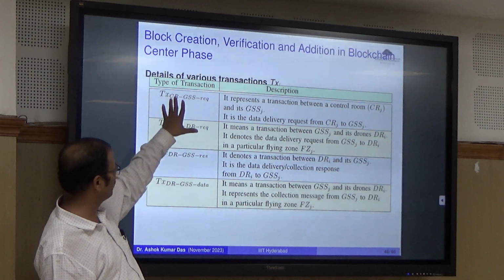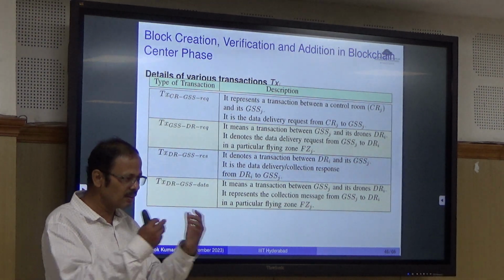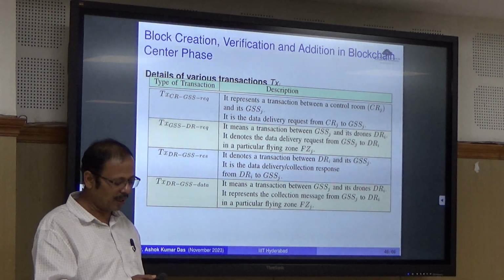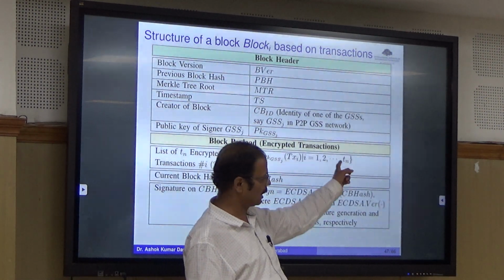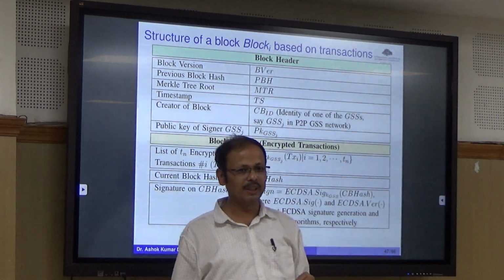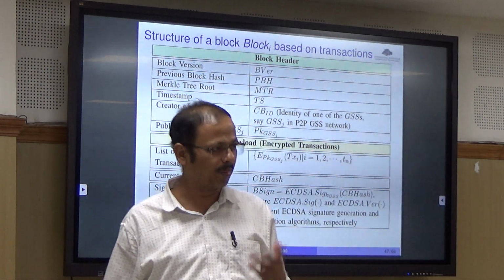Now the question is, suppose we are having the transactions, the GSS has transactions. Once the GSS has, for example, TN number of transactions, it needs to create a block for mining purposes.